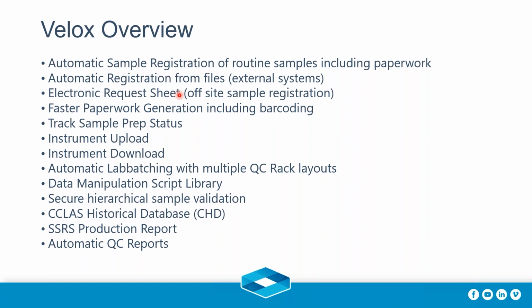in the system. We do have a faster system now for producing paperwork, which also includes barcoding. We have a system to track your sample preparation status. So if you're milling your samples, grinding your samples, riffling your samples, you can track that status in CCLAS.